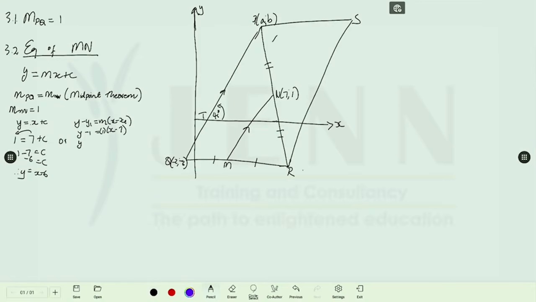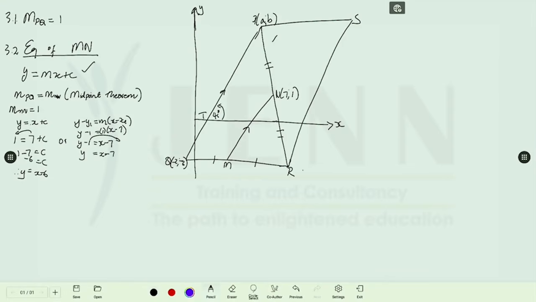Then we are going to have y minus 1 equals 1 multiplied by the bracket of x minus 7. It will not make such a significant difference. So we'll still have x minus 7. We know, my children, that our equation must be in the form of y equals mx plus c. So we need to simplify it now. The moment we simplify it, what are we going to do? Take -1 to the right-hand side. -1 and -7 are like terms. So we are going to be left with y equals x minus 7.